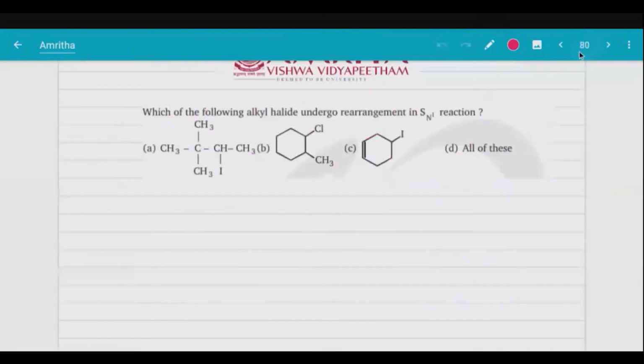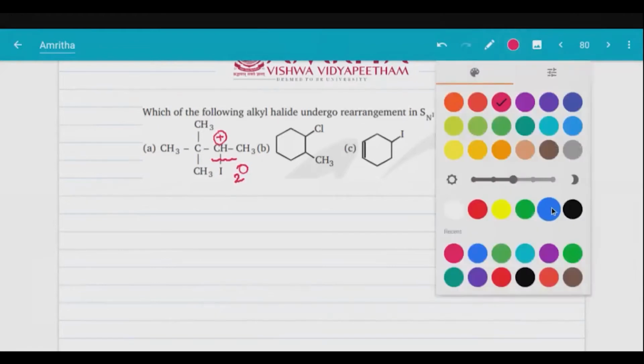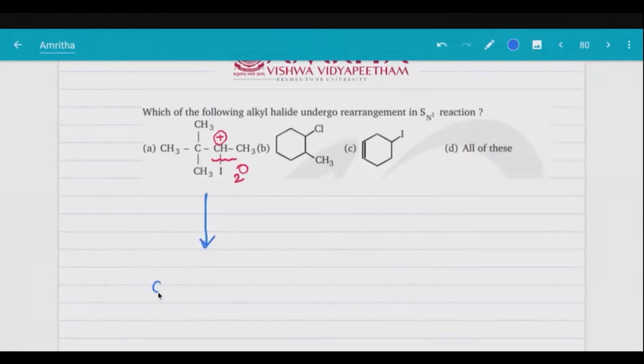Okay, look at this now. Which of the following alkyl halide undergo rearrangement in SN1 reaction? Where rearrangement is possible? Means always think about the next carbons, whether rearrangement is there or whether you get any stable carbocation or not. So first one, look at this. I'll break here. Okay, put positive charge. So this is secondary carbocation, right? Will it shift to tertiary? Yes or no? See, I'll write CH3, CH3.